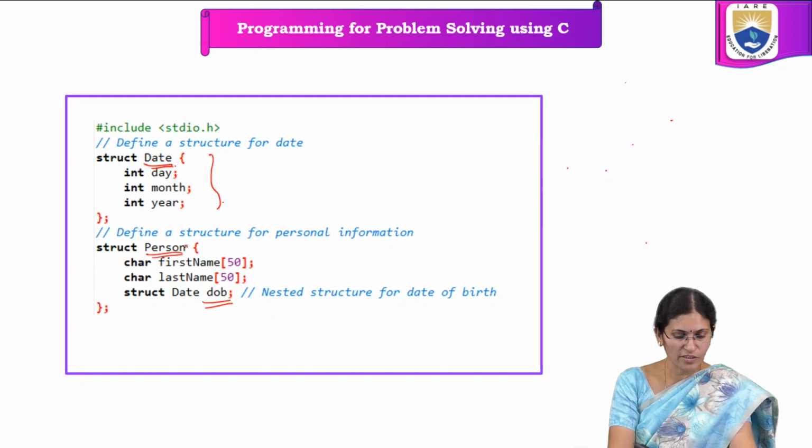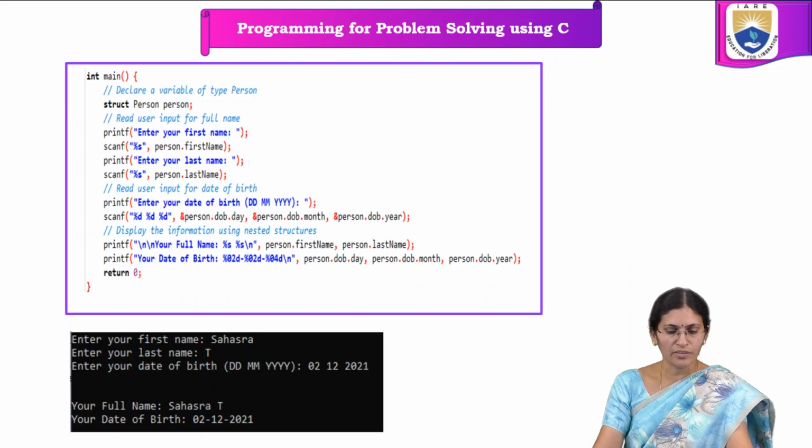In the structure date, we have three variables, all of integer type: day, month and year. Next we have another structure named person. Here we have three variables. One is of character type, a string, which is an array of characters, and another is of struct type. This is the variable of type struct date.